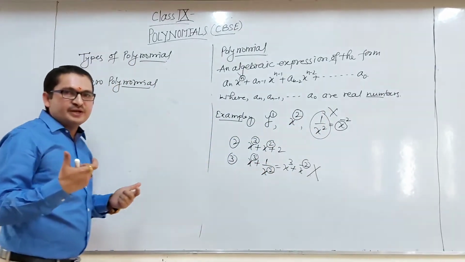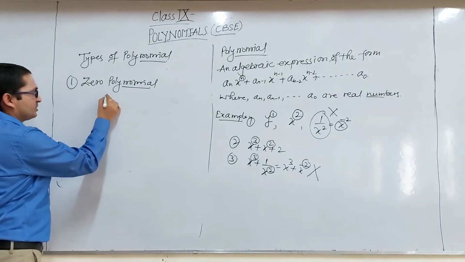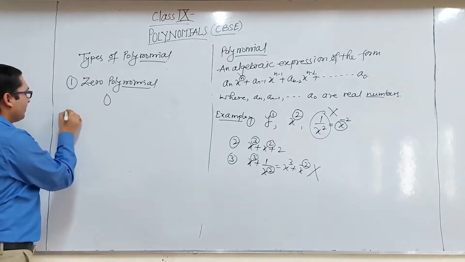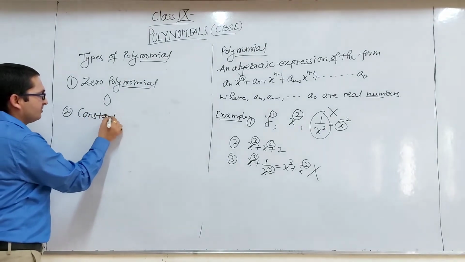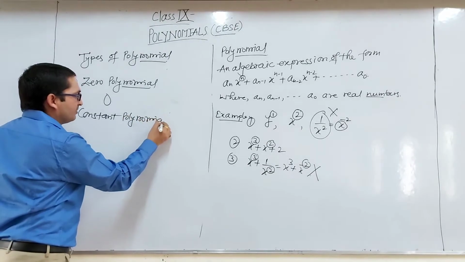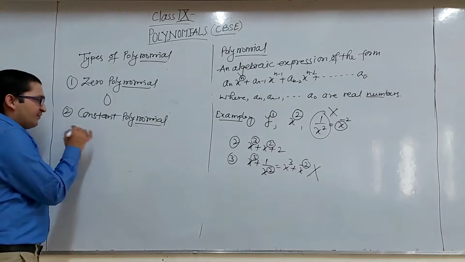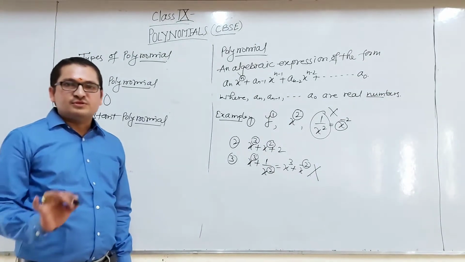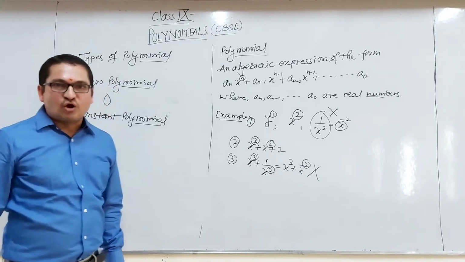So what does it mean? You will get zero, right? So zero is the zero polynomial. Second, constant polynomial. If the power of the variable is 0, then the term will be a constant polynomial.